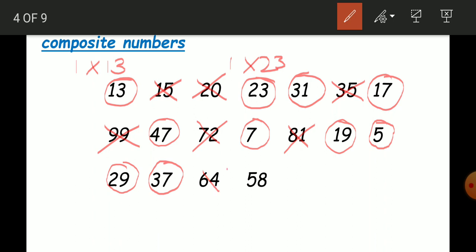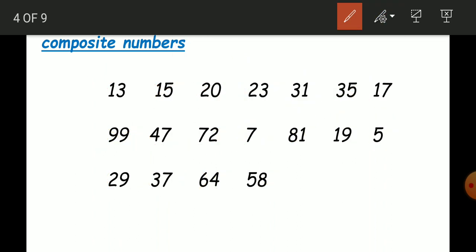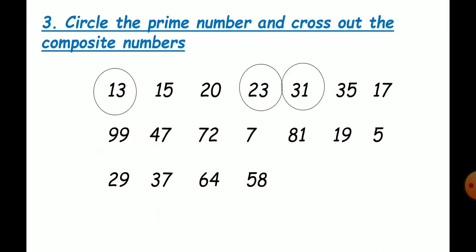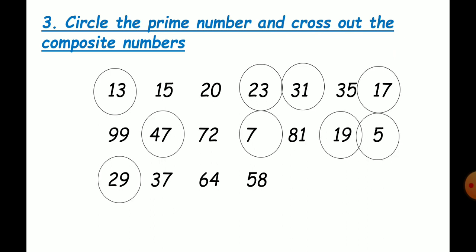64 is a composite number. And 58 is an even number, so it is a composite number. All the even numbers except 2 are composite numbers, children. Okay. See here, let me show you. These numbers are all prime numbers, and the remaining numbers are all composite numbers.